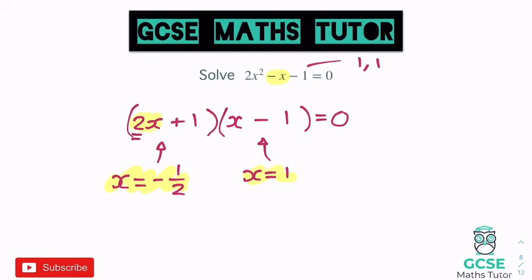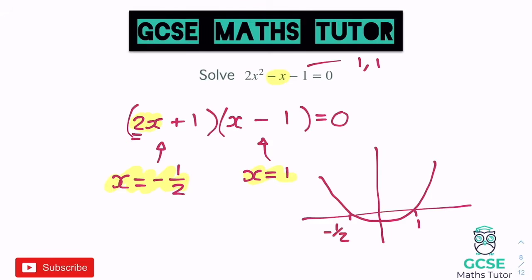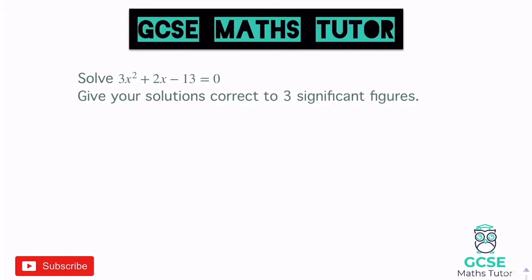And again, you could obviously draw your sketch for your quadratic there. Just thinking about what it looks like, it's going to go through 1 and minus a half. And you could draw that in, there we go, 1 and minus a half, and that's where our two solutions are. So let's have a look, and let's just write down the values of a, b and c. I always write these down. So a equals 3, b equals 2, and c equals negative 13.